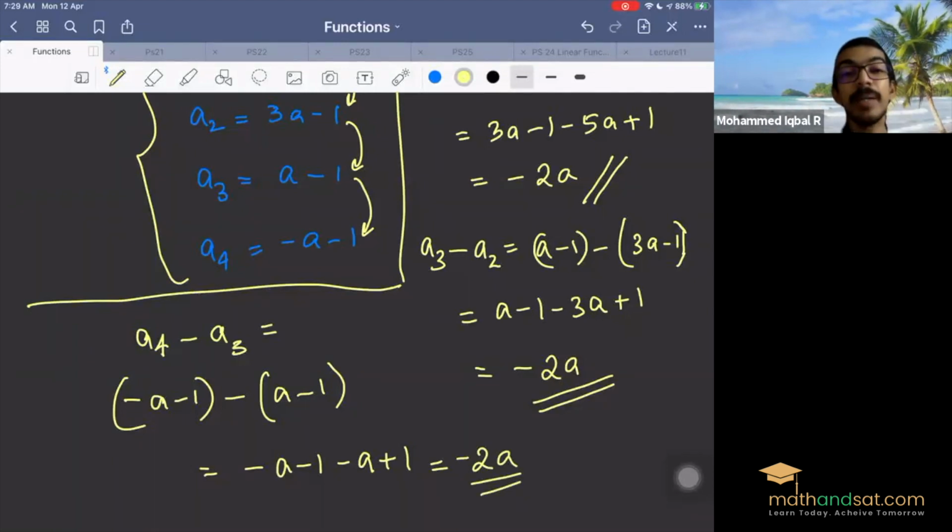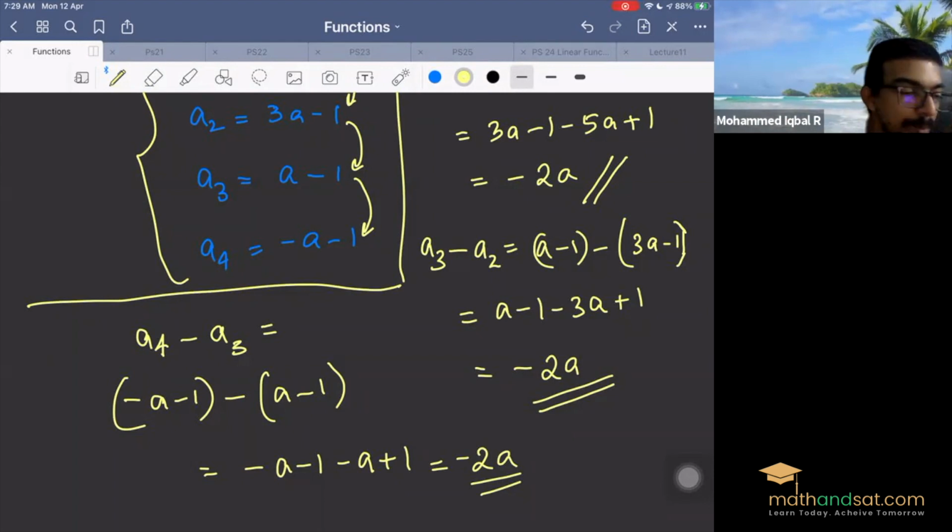So this is an arithmetic sequence. Why? Because the difference between consecutive terms is a constant. The common difference in this case is minus 2a. So starting with the first term, you keep adding minus 2a, and you keep getting the next terms.